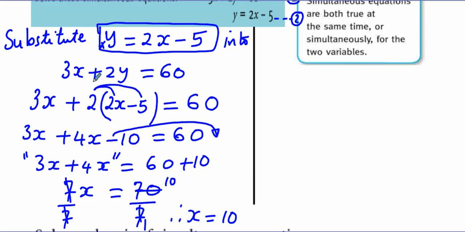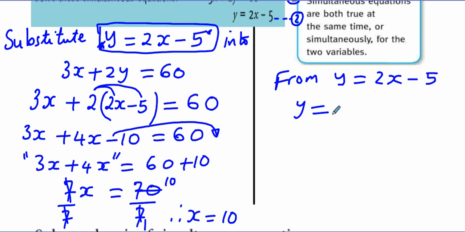So it's time for us to find the value of y. Remember this equation here? This equation here says y equals 2x minus 5. So from here, we can find the value of y. As long as we know x equals 10, we are going to substitute where there is x in here, we are going to write 10. So y will be equal to 2 times x, but x is 10, so it will be 2 times 10, then minus 5.